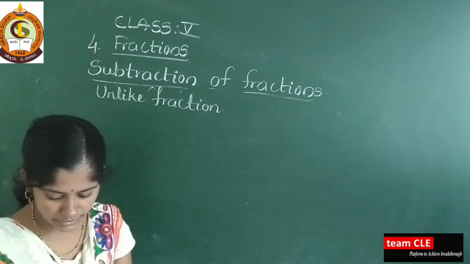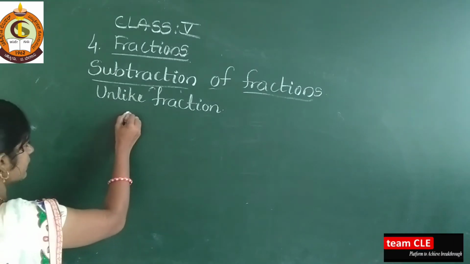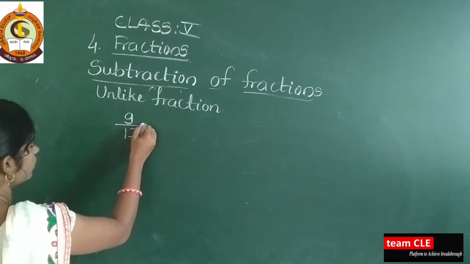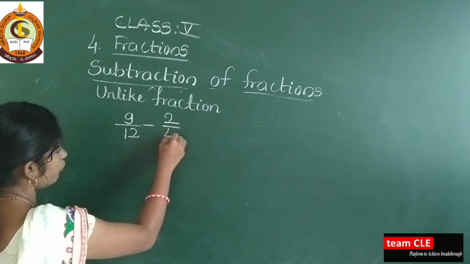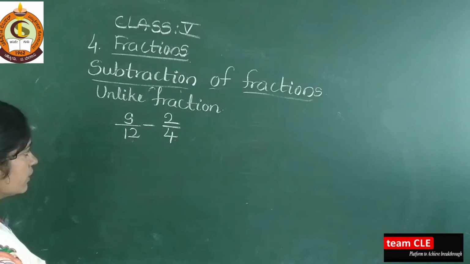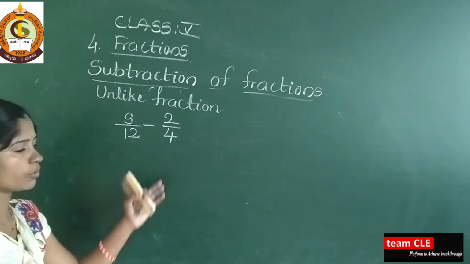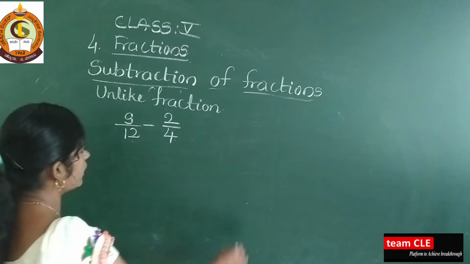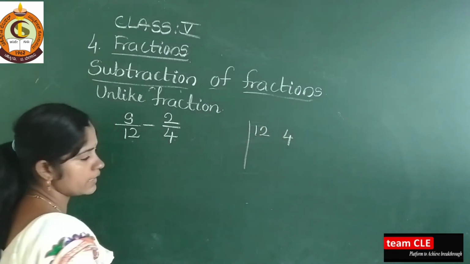So let us take one example from my practice time for you, and I will take here 9 by 12 minus 2 by 4. 9 by 12 minus 2 by 4. Okay, so here also see, unlike fractions. Why? Because here the denominators are different. So here you take the LCM of 12 and 4. Yes, both are there in the same table.